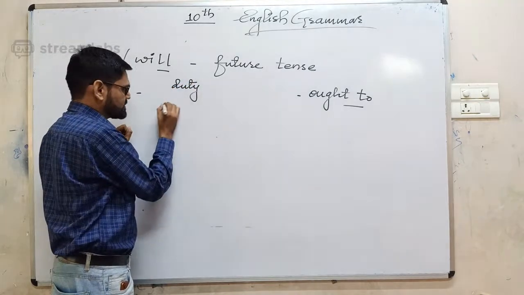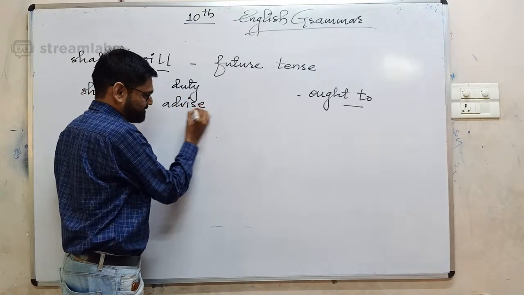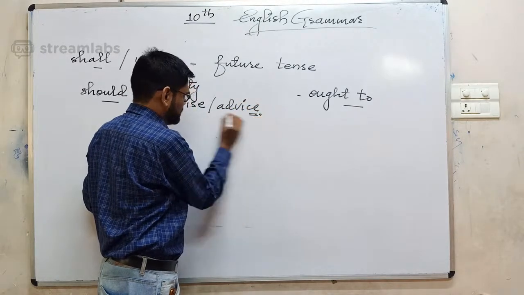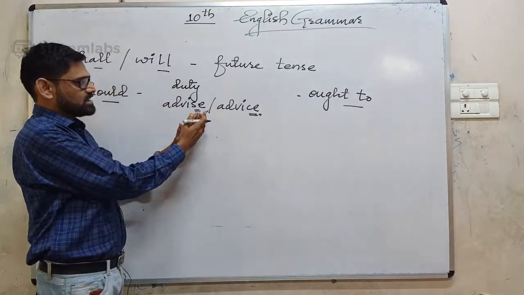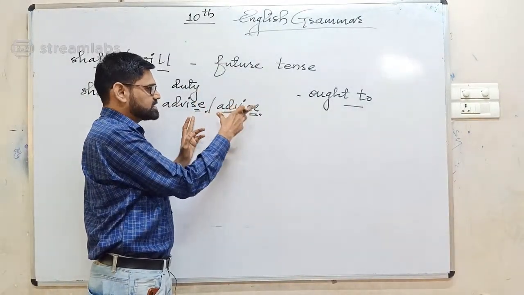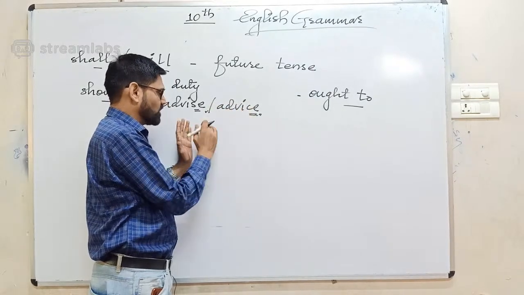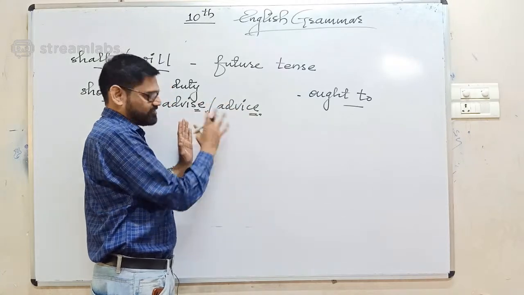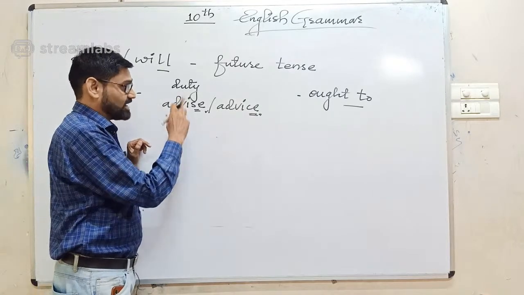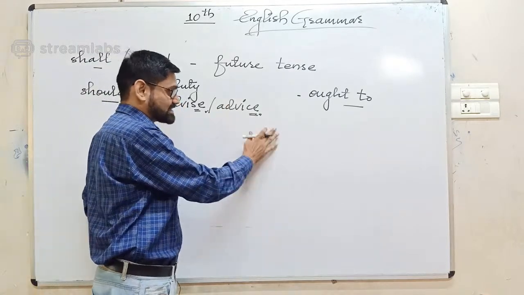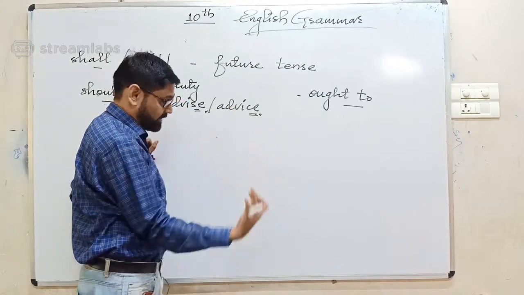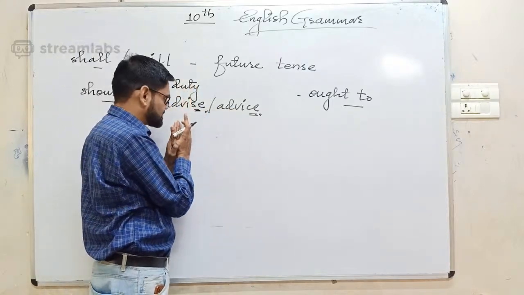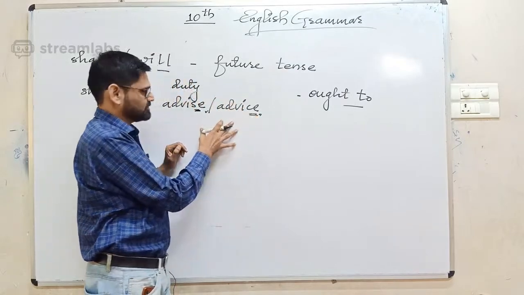You may even say its mood is the advising mood. Advise, you may even write the word advice. This word advice is a noun, advise is a verb. See the difference between spelling, see the difference between meaning. This is a verb, advise, even pronunciation is different. So it will be advised when used in past tense. Noun doesn't have anything like past tense. It's a verb, it has advised. So any one of these two words, advise or advice, you may write.